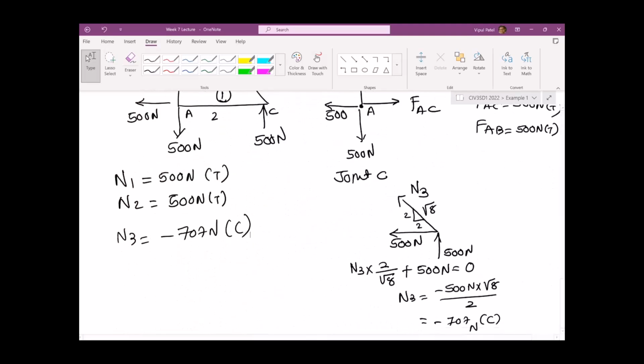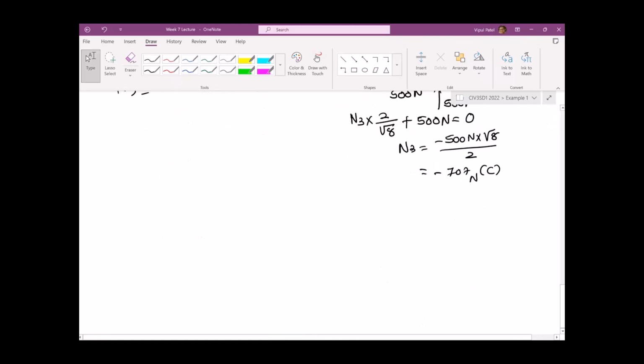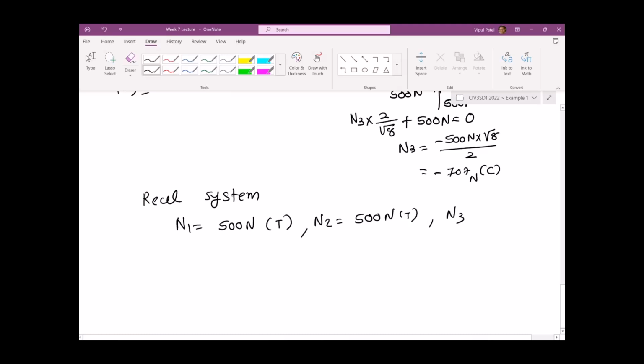because sometimes it's no trouble. Okay, so that's all good now. So this is the real system. So in the real system, you have N1 equal to 500 newtons tension, N2 equal to 500 newtons tension, N3 equal to 707 newtons compression. Okay, so that's what we found. Now virtual systems.